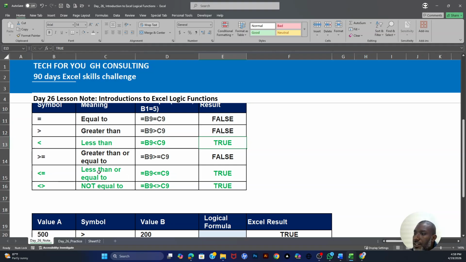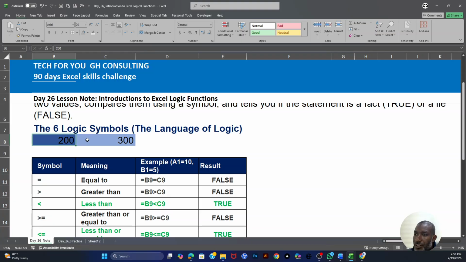Then the third one is less than or equal to. So it's asking if the value in B9 is less than or equal to the value in C9. And the answer is true, because it's less than, or can be equal to.